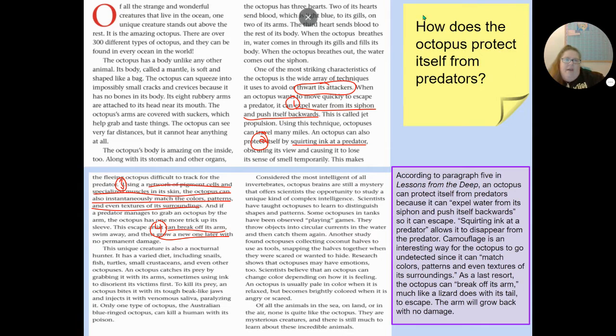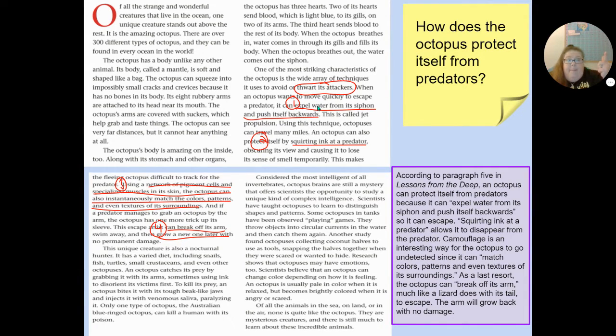However, because I added the and where are they located, these are all much more complex questions, okay? So when I'm reading, if I'm going to answer this question, how does the octopus protect itself from predators? I'm going to read, and this is really where we left off yesterday because we read all of this. I cut out the pictures because we just want to focus on the text. Okay, so one of the most striking characteristics of the octopus is the wide array of techniques it uses to avoid or thwart its attackers. Okay, now I'm just going to stop right now and I'm going to let you know that the author didn't think I would know what thwart meant. So the author gave me a context clue and said avoid or thwart its attackers.